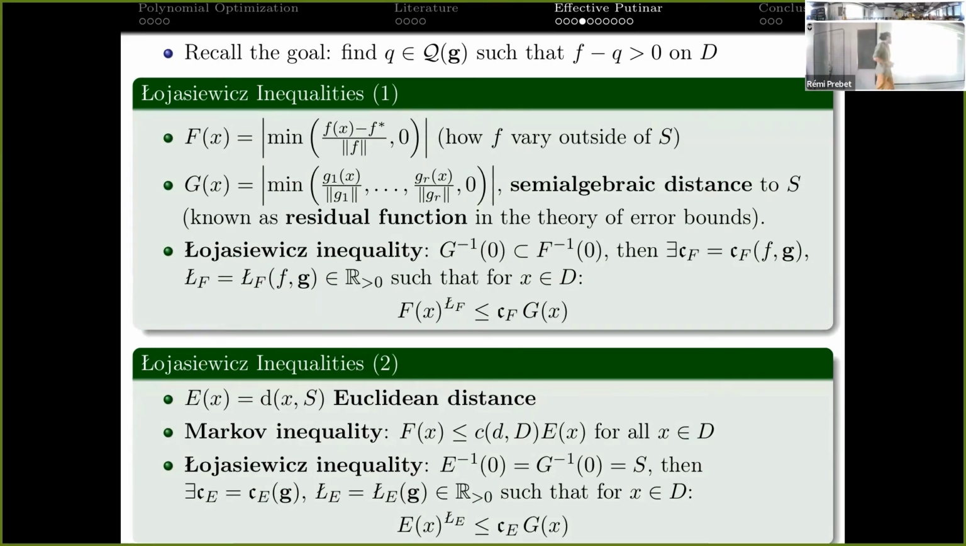And so we have a Markov inequality, f of x is more or equal than a constant that depends on the degree and on the domain that we choose times the Euclidean distance. And then we can use a Lojasiewicz inequality this time between the Euclidean distance and G. And then we have associated exponents C_E and L_E. And now using these two inequalities, you can get rid of the dependence on f. But in general, we will see that it's more natural to use this one in some sense.